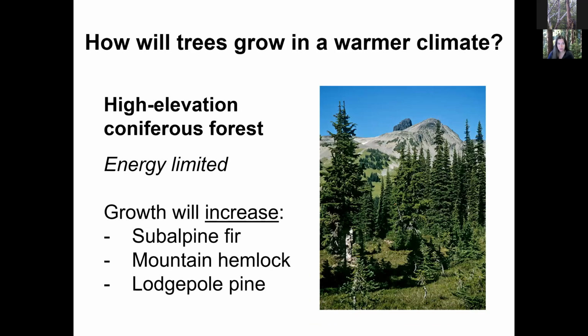It's not the case for the high elevation forests, because these forests are currently energy limited. They're limited by snowpack in the relatively short growing season. With decreases in snowpack and longer growing season, the growth is likely to increase for species like subalpine fir, mountain hemlock, and lodgepole pine. And we may see expansion of forests at higher elevations.